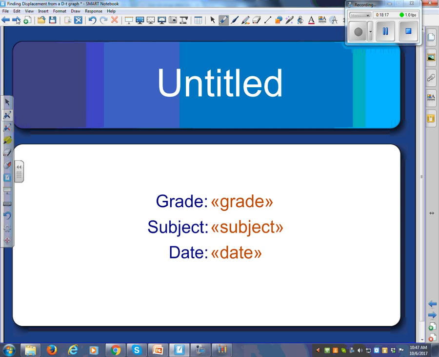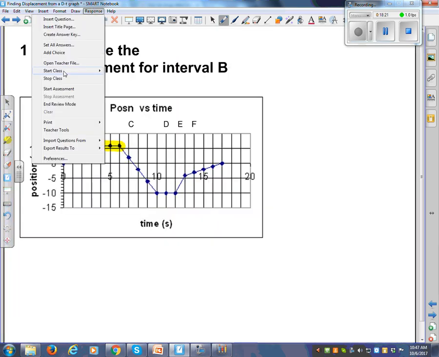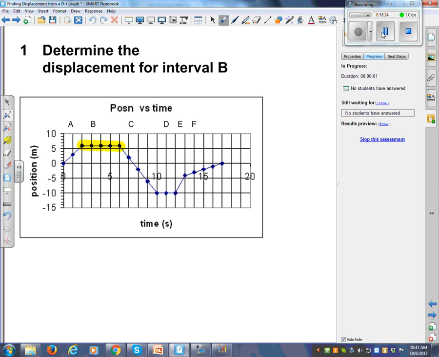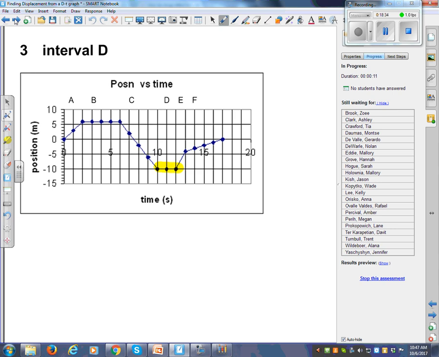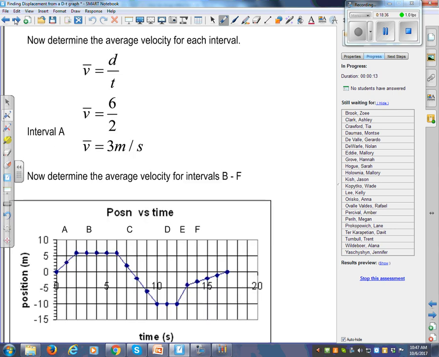Guess what? You're going to do the rest. It's going to be awesome. Okay? So you are now to find the displacement for interval B, which is highlighted here for you. And then C, and then D, and then E, and then F.